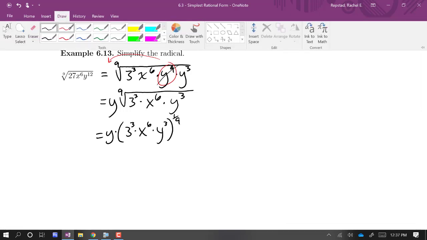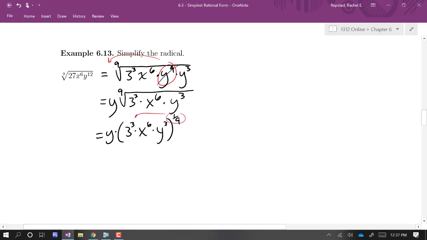And we can distribute this 1/9 power to all 3 factors. And when we distribute this, we'll have a power raised to a power, so we're going to multiply those exponents. So we're going to have 3 to the 3 over 9 times x to the 6 over 9 times y to the 3 over 9.